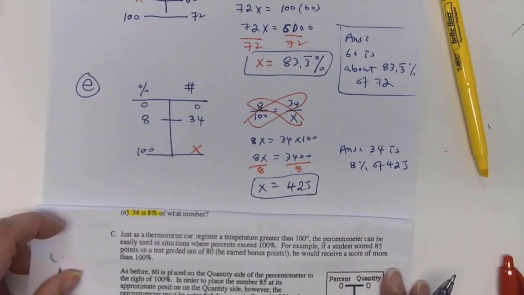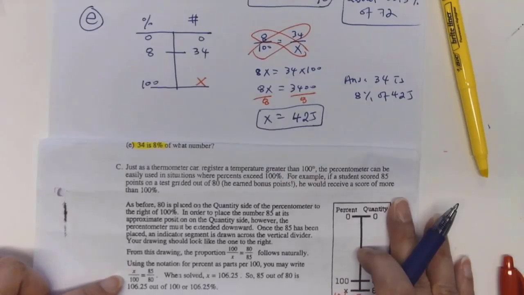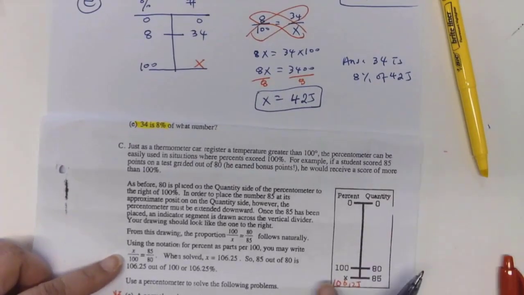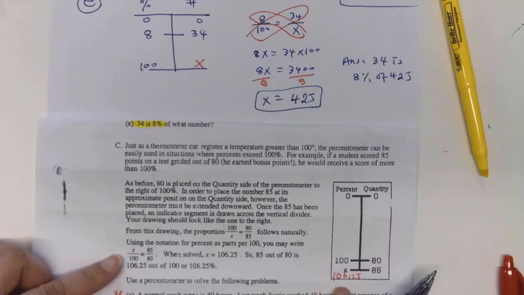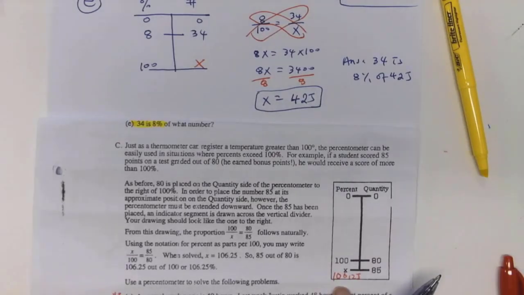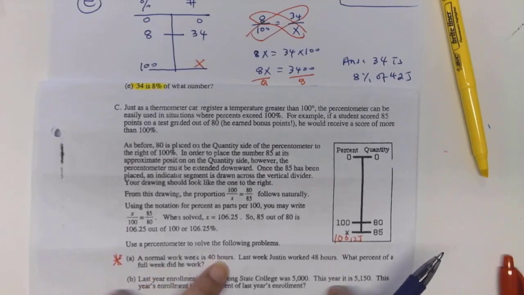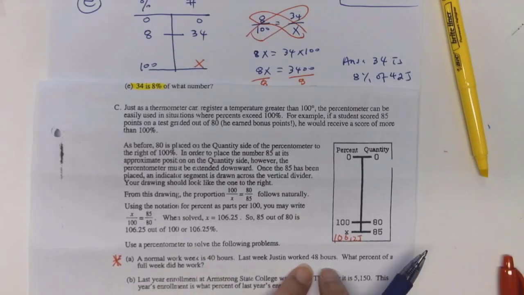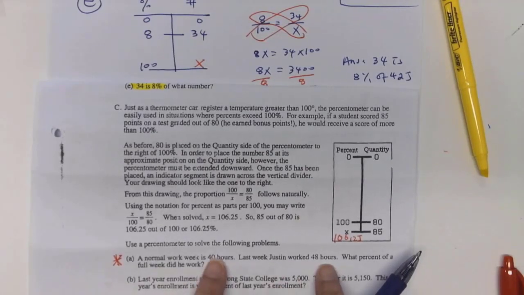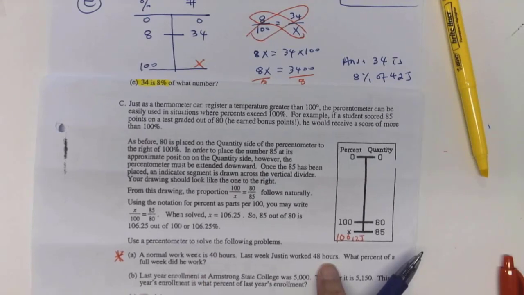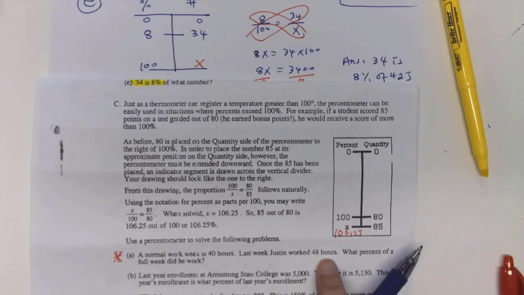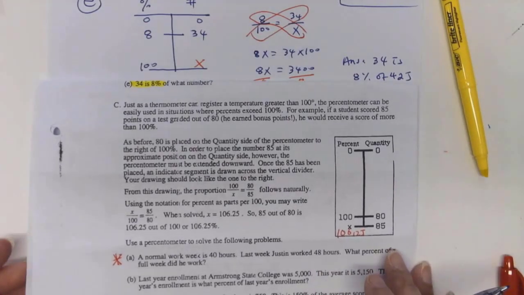All right, last time we did one more example at the bottom here, saying sometimes, just like a thermometer, you can go over 100%, right? Last time I said you will likely see one on the test. If a full work week is 40 hours per week, and this person worked 48 hours, obviously he worked more than 100%, right? We found out that this person actually worked 125% of the full week. So let's look at B.